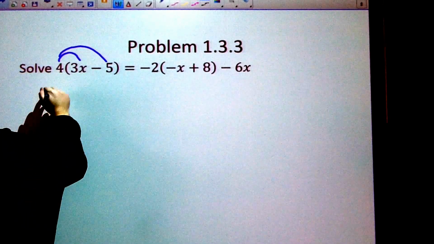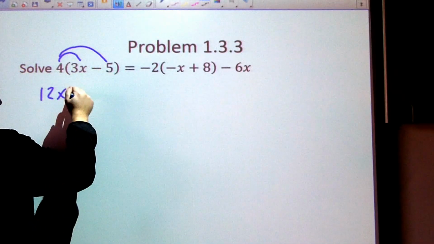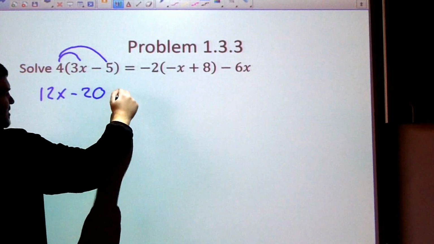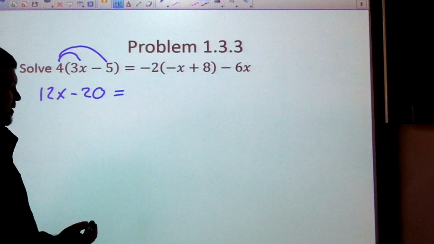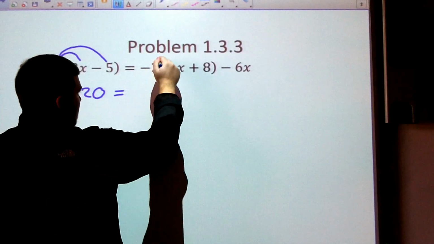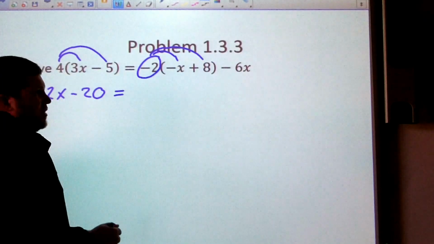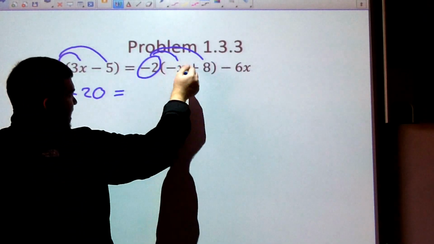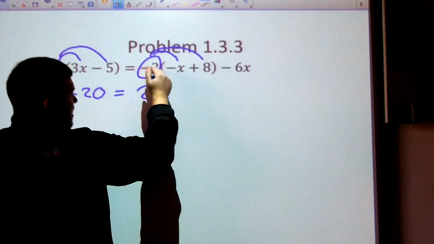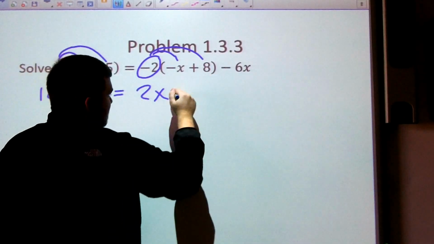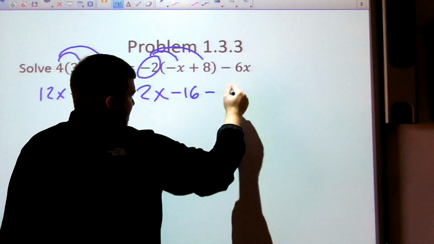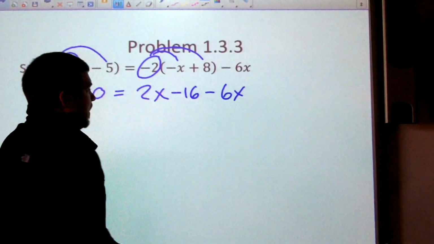So 4 times 3x is 12x. 4 times negative 5 is negative 20. I'm done on this side, so I'm going to put my equals. Okay? Take care of distributive property over here. Again, don't forget this negative. So I have negative 2 times negative x is positive 2x. Negative 2 times 8 is negative 16. Minus 6x just comes down for the right.